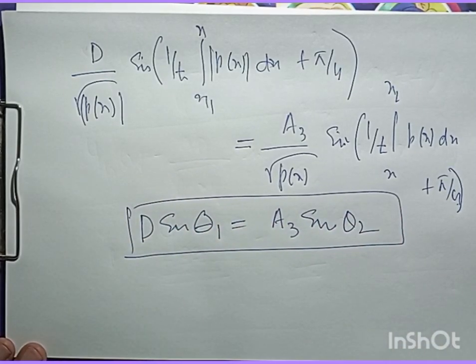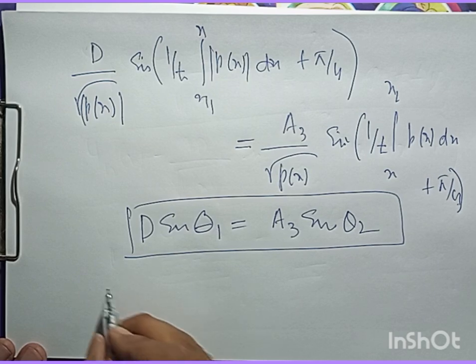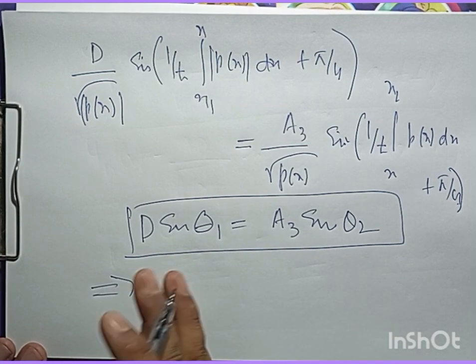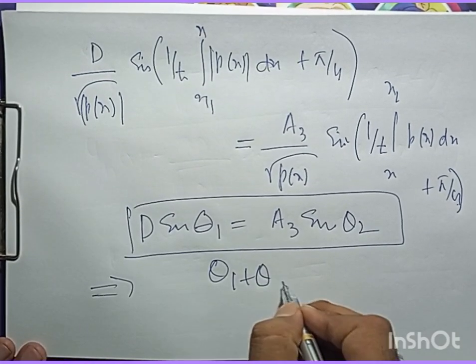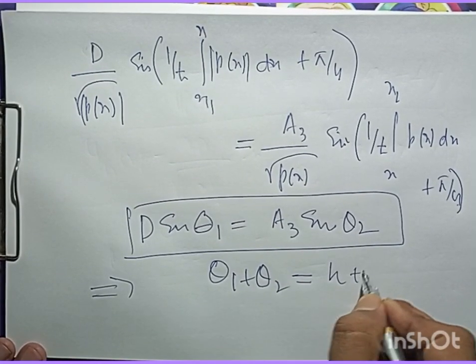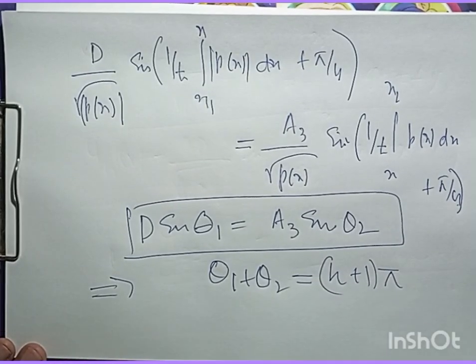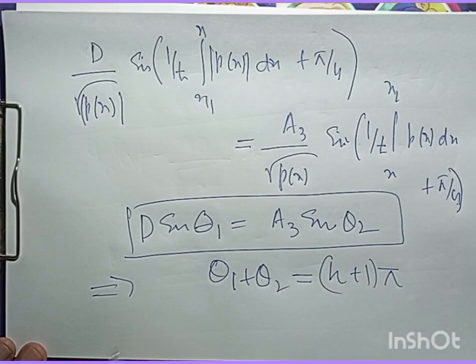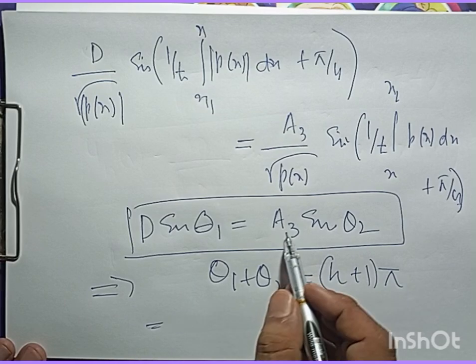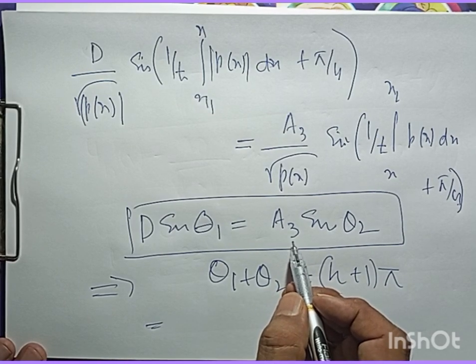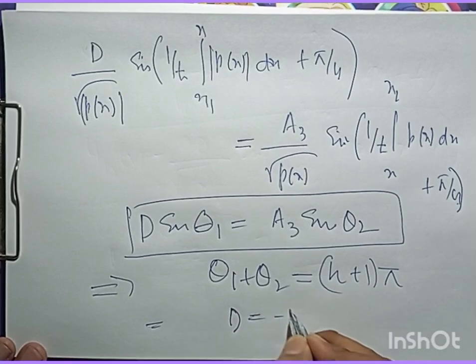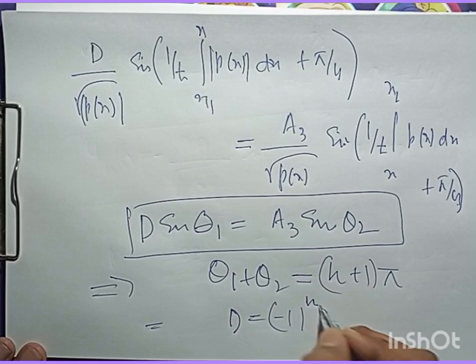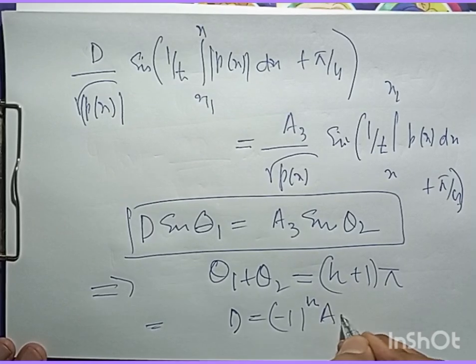Now its solution must satisfy the given conditions. The solution of this equation must satisfy that theta 1 plus theta 2 is equal to (n plus 1) times pi. This is the first condition. The second condition is that a3 and d must be related like d equals (minus 1) raised to the power n times a3.